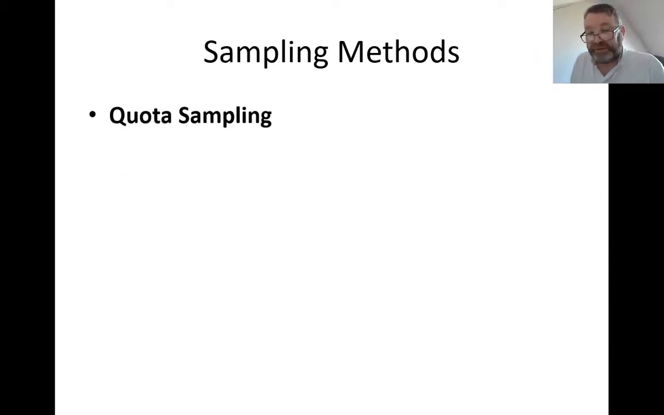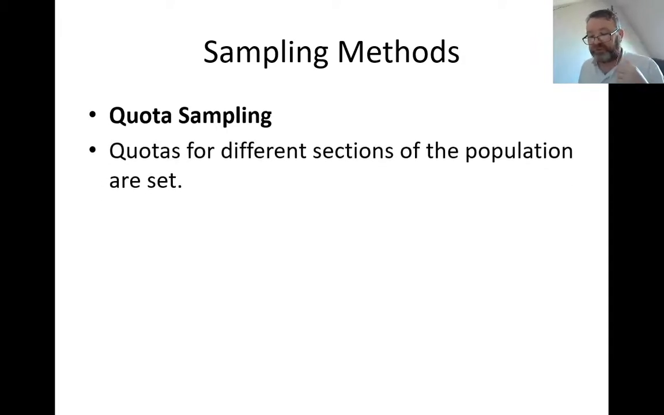Quota sampling. Now, you've all heard this. Those of you who love politics, I hope there's none, but those of you who love politics will understand the quota very, very quickly. A quota is a number. It's a magic number, okay? So when we talk about quota sampling, we're talking about some type of magic number. A quota for different sections of the population are set, all right? So therefore, there is a limit. That's what a quota is. There's a limit on the number of people who can actually take part in any one particular sample.